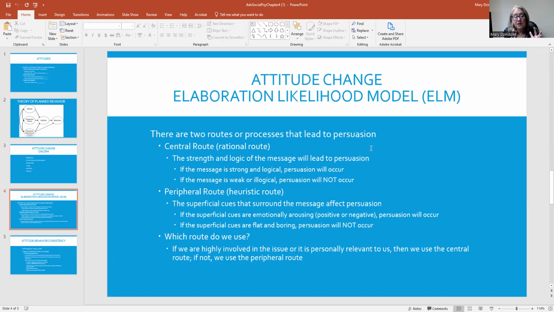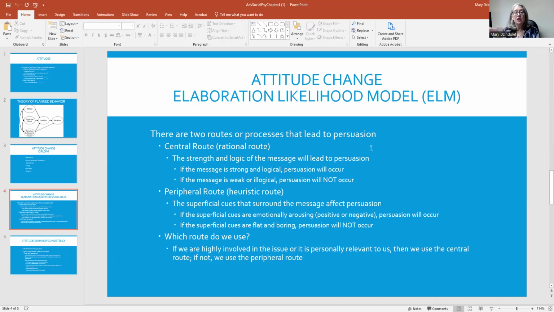But for everything else, for a topic that's not important, not personally relevant, we're just going to use our peripheral route. Now, what happens if we're using the central route? They call the central route the rational route. And when someone's using their central route to process a persuasion attempt, all that's going to matter is the message. They're going to look at how strong, consistent, and logical the message is. If that message is strong and logical and consistent, the person will be persuaded. And if it's not, they won't be.